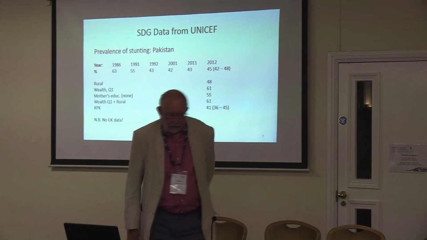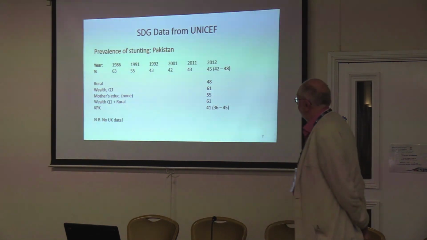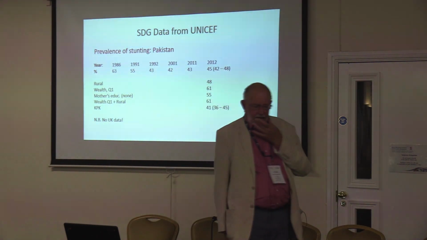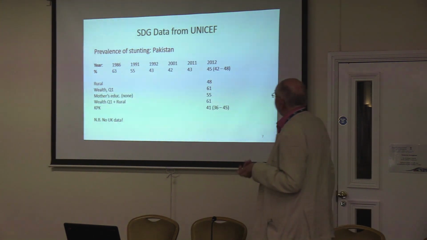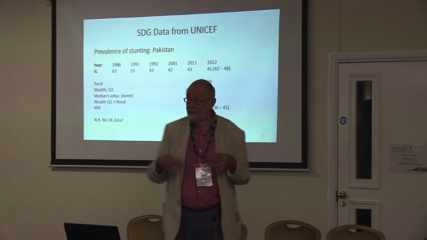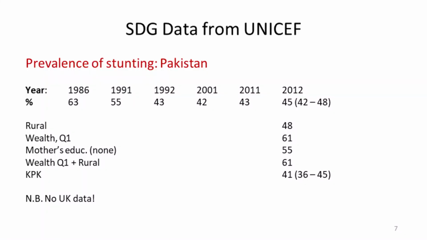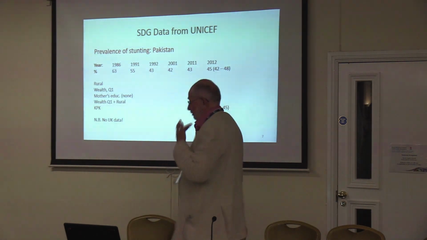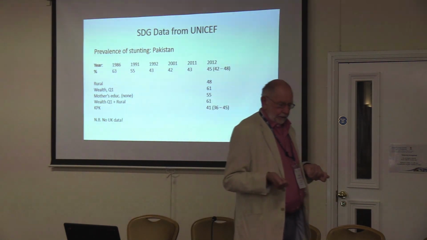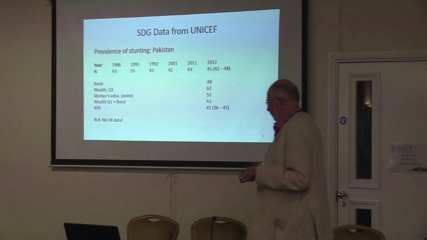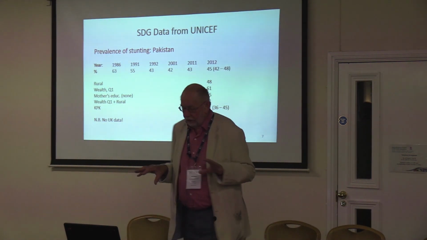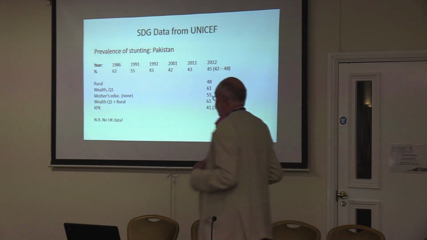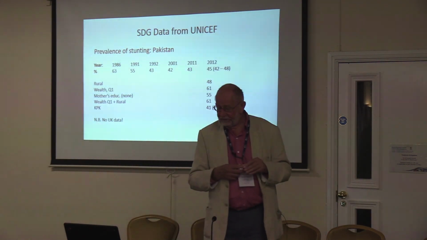So in order to do that, we do need some data, and this is, I think, where it becomes very difficult. These are the SDG data provided by UNICEF on the prevalence of stunting, and I've chosen Pakistan because we've talked about Pakistan in this session, and particularly about the prevalence of zinc deficiency in Pakistan. Now, clearly there's an underlying theory here which says that if you can reduce the level of zinc deficiency, this will have an effect on stunting. And clearly it's not the only thing that determines whether a child is stunted or not.